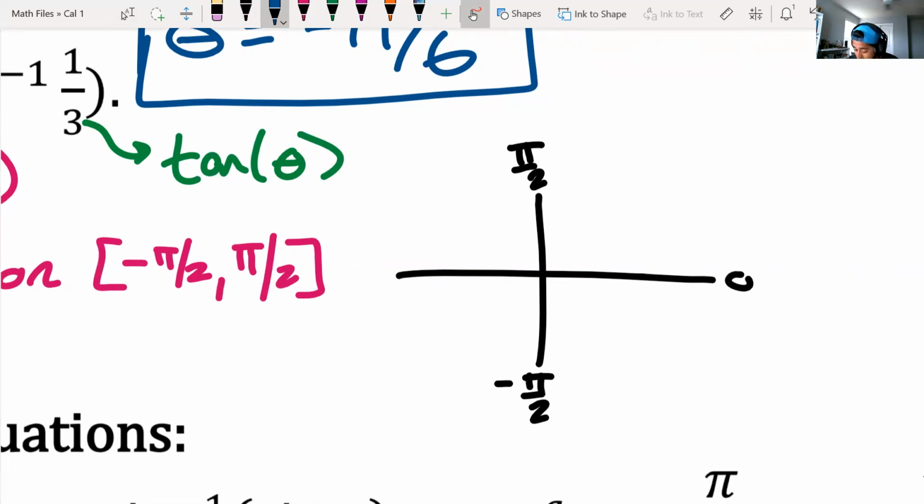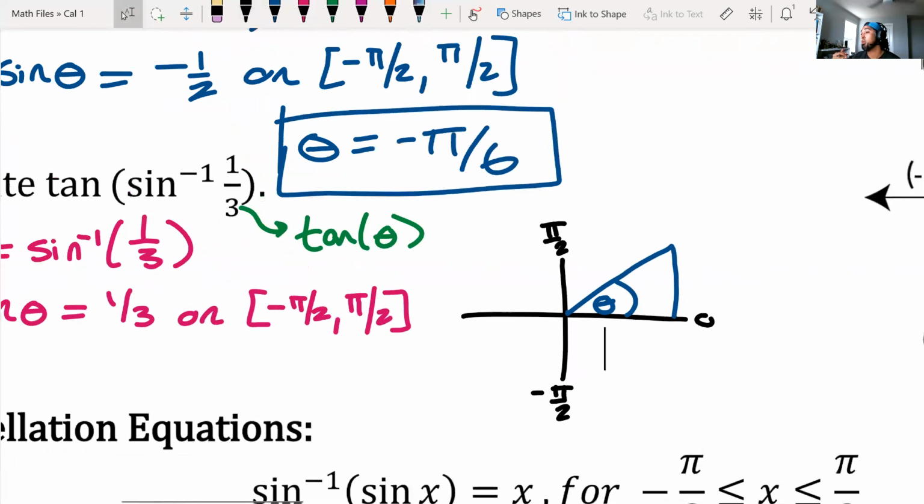First. First, good. So here would be my right triangle. Here's theta. And if sine is 1/3, remember that sine is opposite over hypotenuse. So this means that you'd have 1 for your height, 3 for your hypotenuse, and then by the Pythagorean theorem, you'd get 3 squared minus 1 squared. So 9 minus 1 is 8. The square root of 8 is 2 square root of 2.